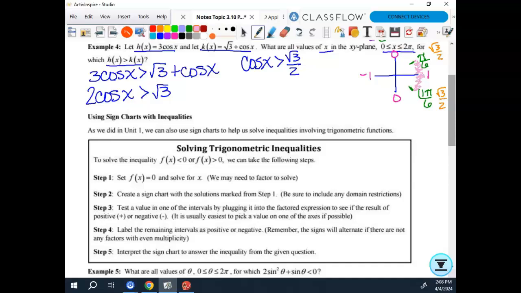Because if I'm on a number line and I have 0 and 1, and the square root of 3 over 2 is here, then if I want something greater than that, I head this way. If I want something less, I head that way. Does that make sense? That's how I know. I don't have to actually have a value of square root of 3 over 2 in my head or anything.